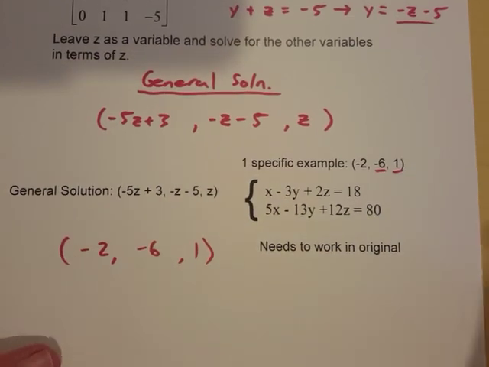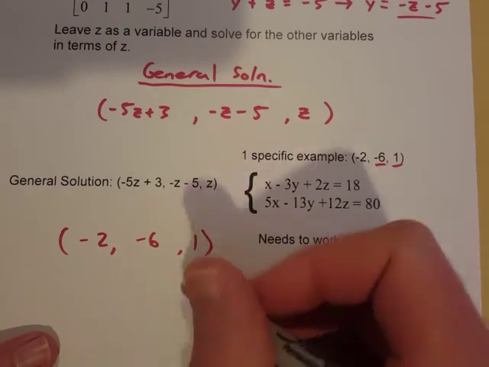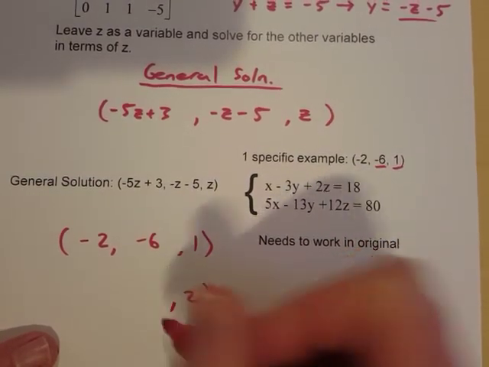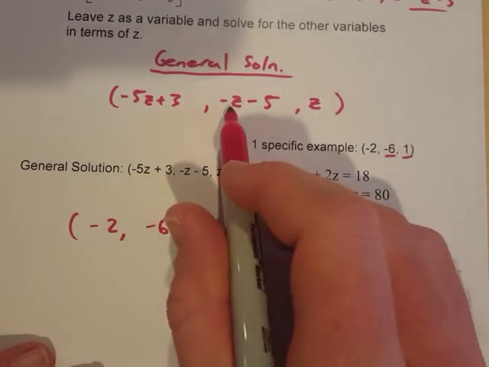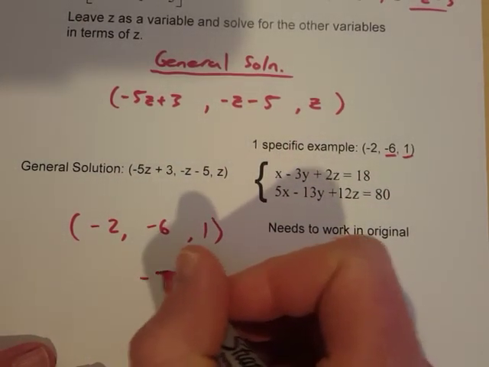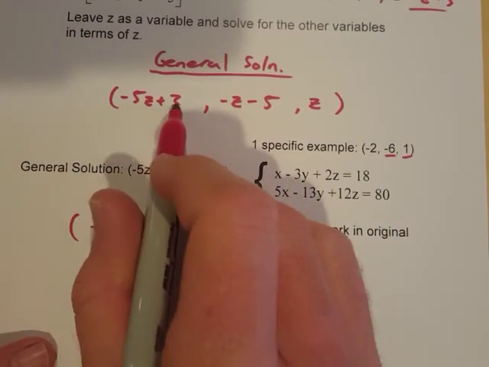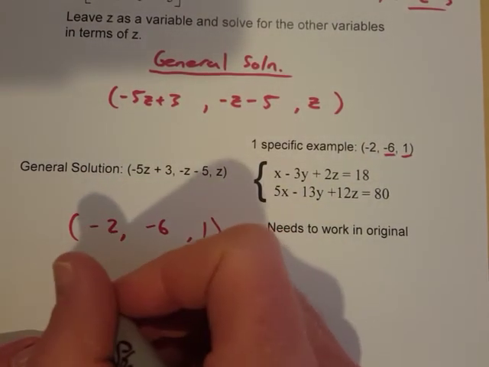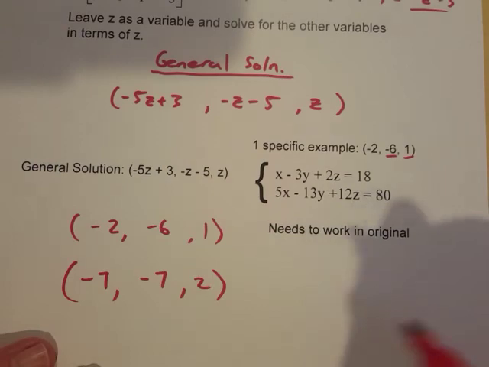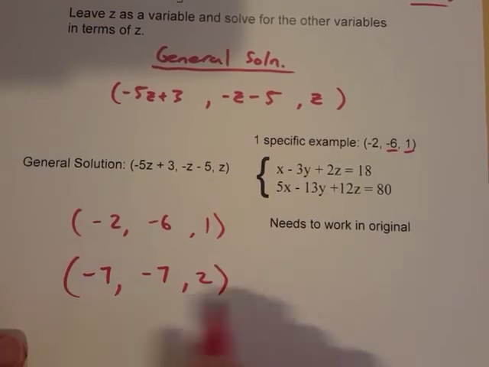If we wanted others, we could just pick other values for z. We really could pick anything we want. Maybe I pick 2. I plug it in: negative 2 minus 5 is negative 7. And then over here, negative 5 times 2 plus 3 is negative 7. So there's another way I could pick those values and get a specific solution.